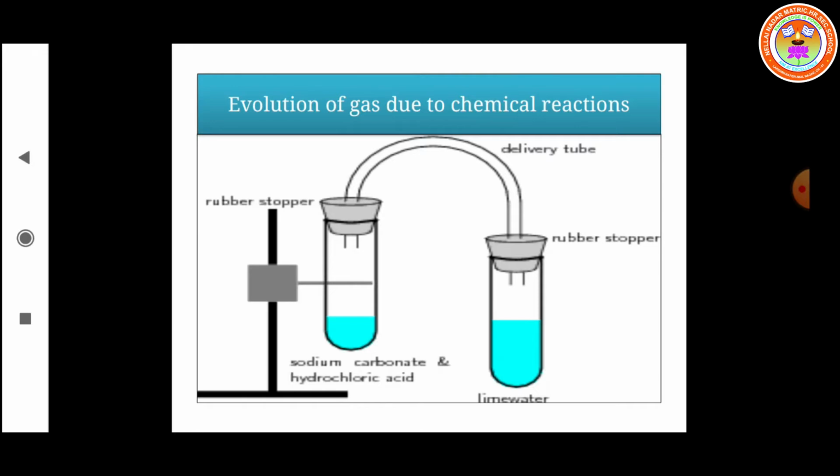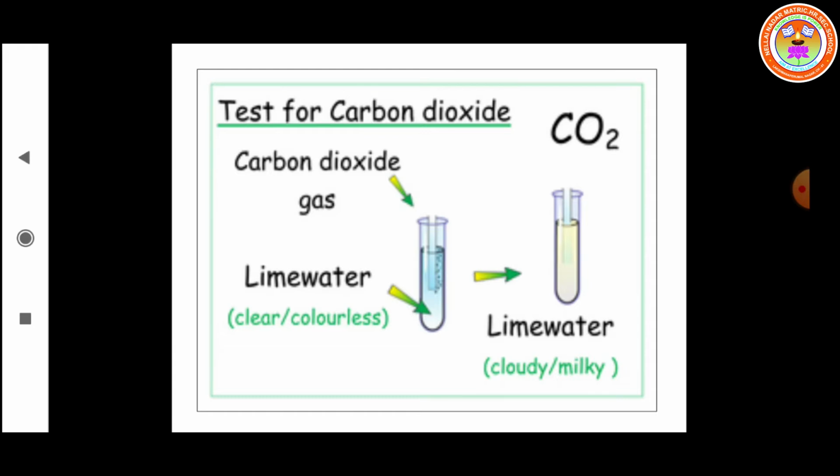The first one is evolution of gas due to chemical reactions. Whenever dilute hydrochloric acid reacts with sodium carbonate or sodium bicarbonate, carbon dioxide gas is released. And this carbon dioxide gas release is confirmed by passing it through lime water. Carbon dioxide turns lime water milky, and this confirms the release of carbon dioxide when dilute hydrochloric acid is treated with sodium carbonate or sodium bicarbonate.